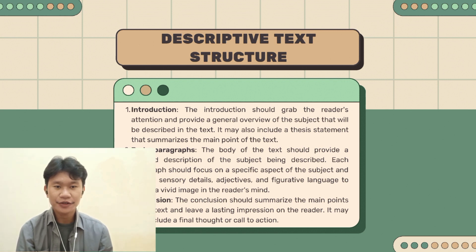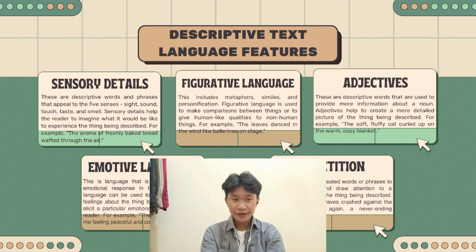And the last is conclusion. The conclusion should summarize the main points of the text and leave a lasting impression on the reader. It may also include a final thought or call to action. So if you guys already know about the descriptive text structure, you should know about descriptive text figurative language.